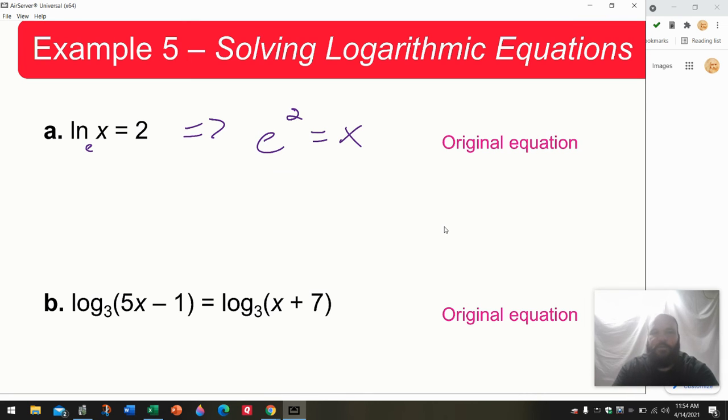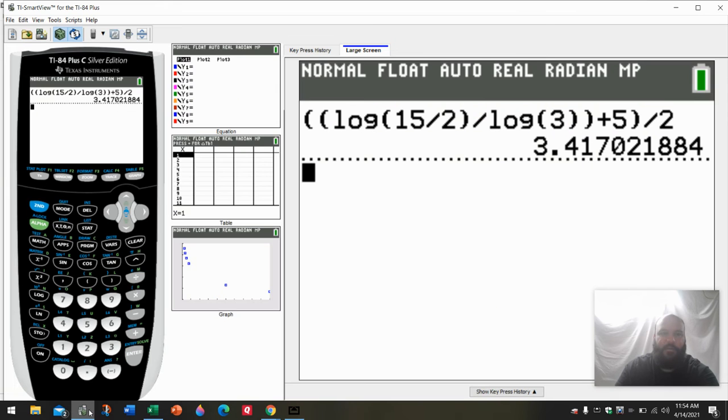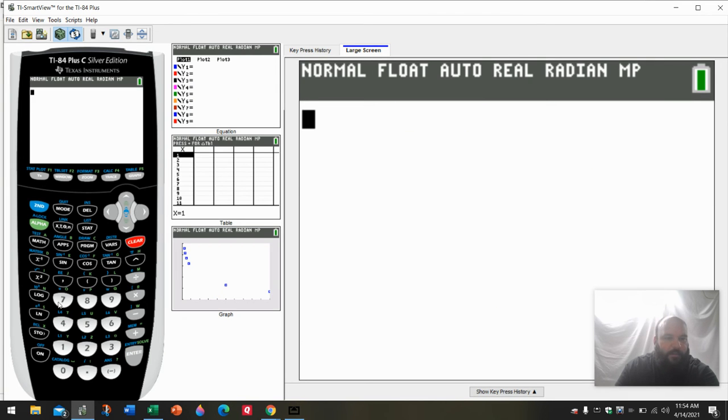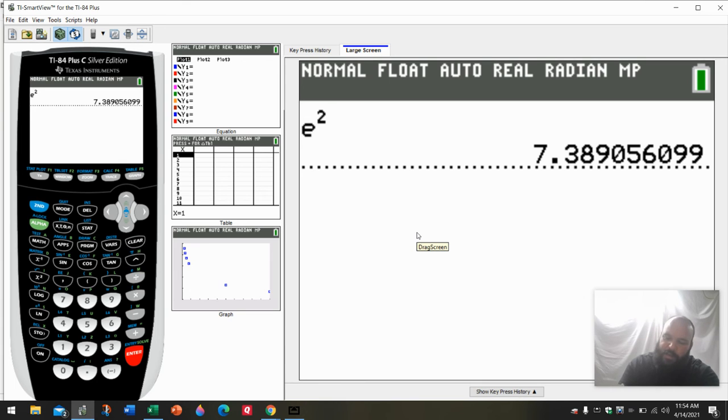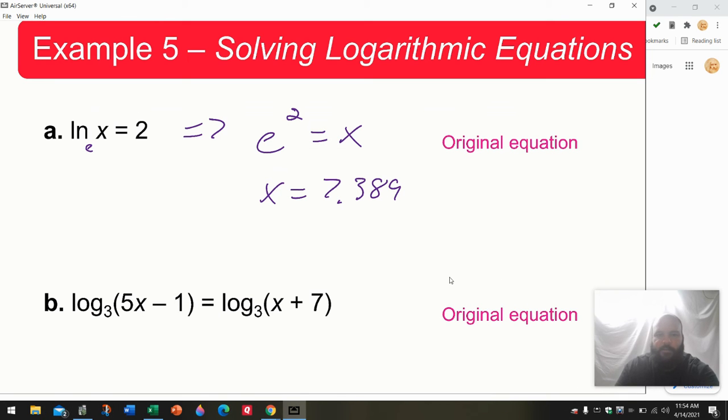And you can see as soon as you convert it from its logarithmic form to its exponential form, you're done. You have solved the equation. x is e to the second power. Now, in order to evaluate that, you can simply hit the second followed by the natural log key, and it will give you e to the x. In this case, we want it to be to the second power. And when I hit enter, I get x equals 7.389. And there is my final answer.